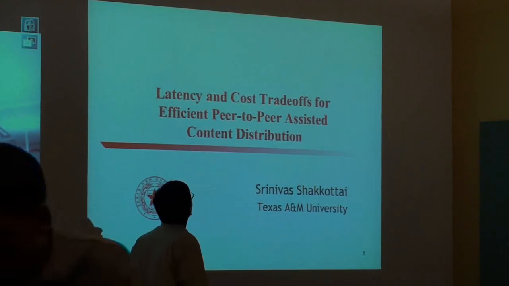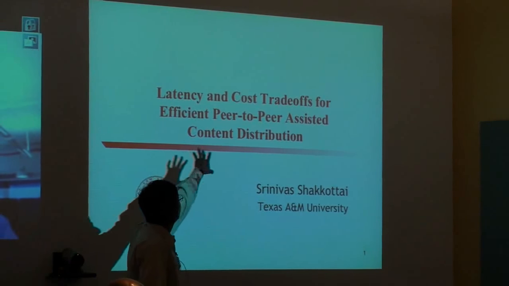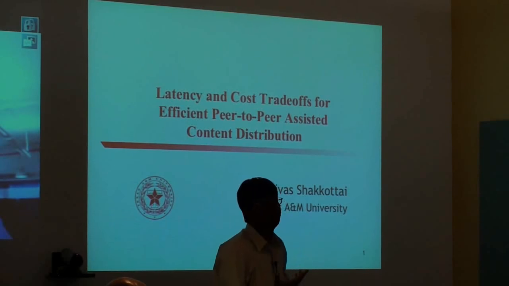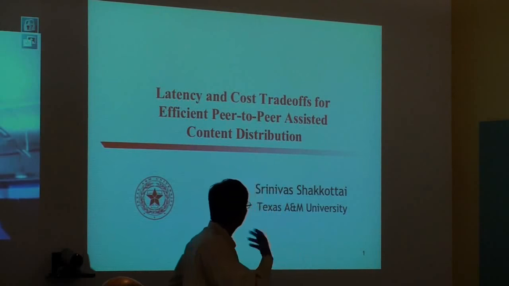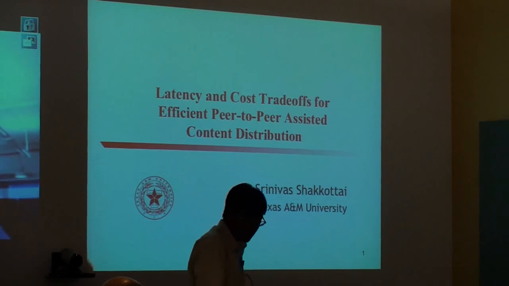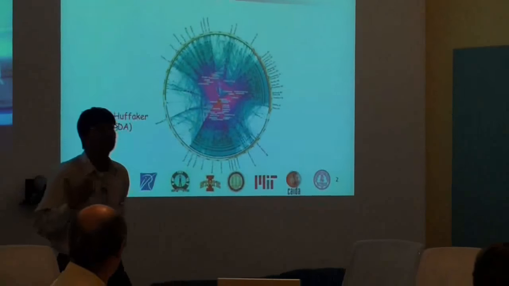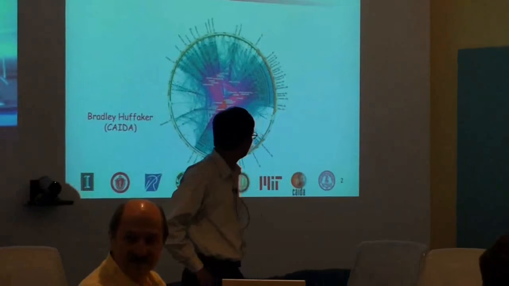The stuff I'm going to talk about today has to do with latency and cost trade-offs, in particular for peer-to-peer assisted content distribution. But there's a much more general problem here on queries and how you distribute them based on the latency that they suffer. So before I get into the talk, I just want to give a little overview of the kind of stuff I've been doing and where it fits in with networking in general.